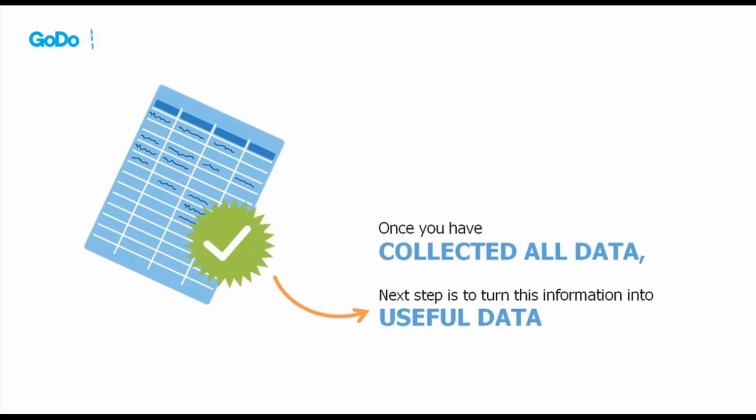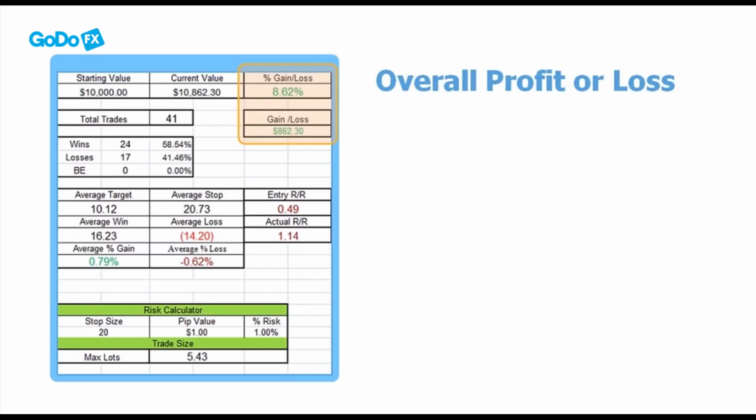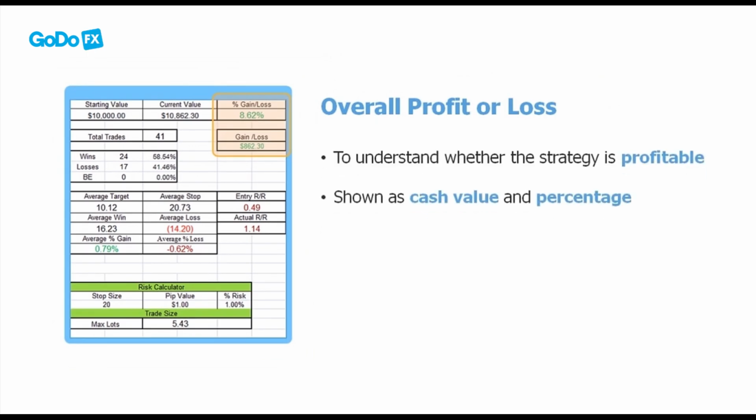Now that you have an idea of what to record in your trading journal, we can show you how to use this data further and turn it into meaningful information. Firstly, you can assess the combined overall profit or loss of the system. This is essential in determining whether the strategy is profitable overall. This will help you through losing streaks because you can refer back to the overall profit for confidence.